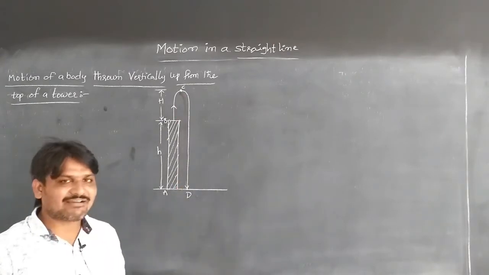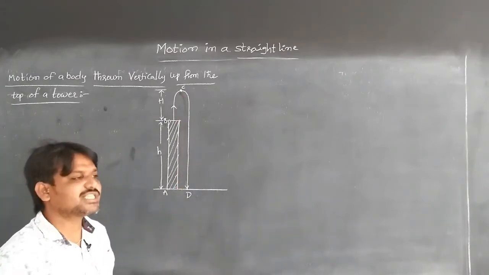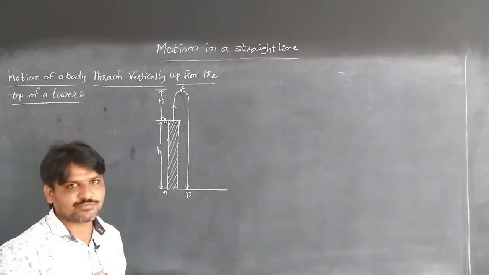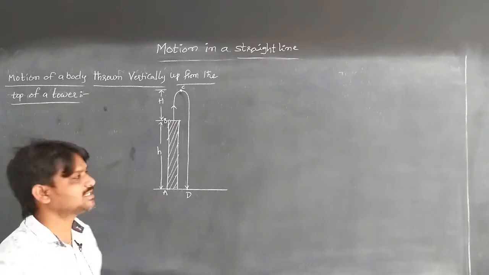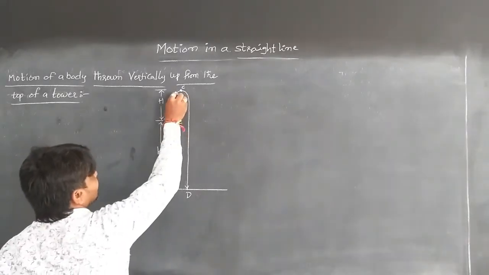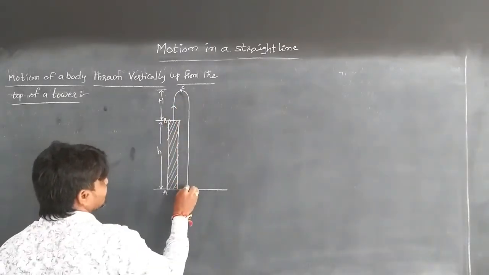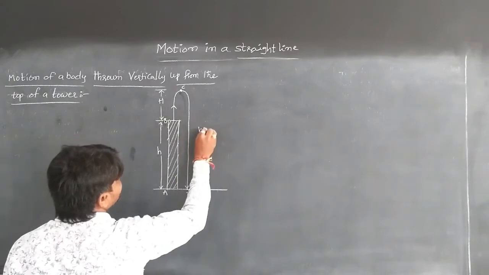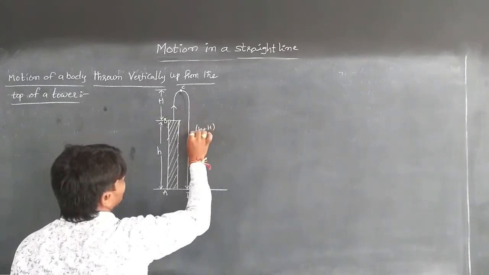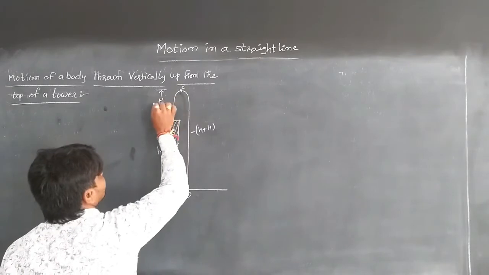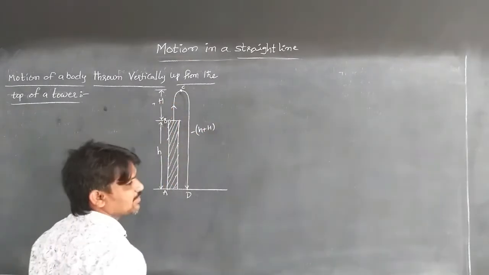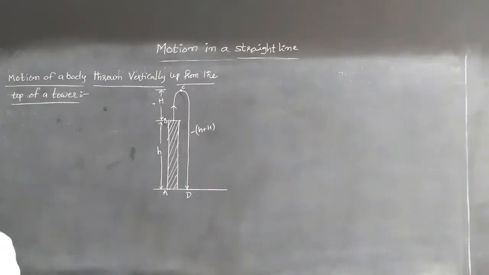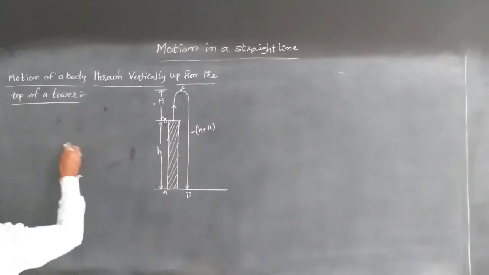The distance travelled by a body in the projected direction is taken as positive, and the opposite direction is taken as negative. Vertically upward direction is taken positive and downward direction is taken negative. The total height will be h plus h. Upwards is taken as plus h, and downwards direction will be minus of h plus h.